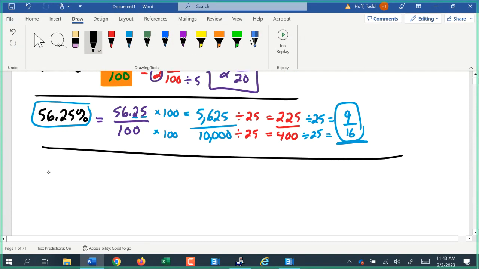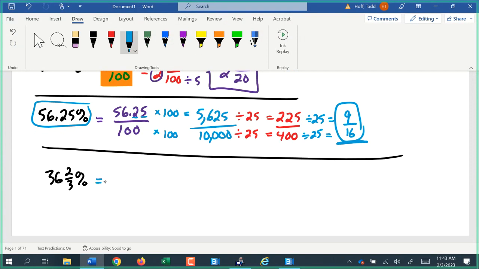We might have 36 2/3%. Again, if I want to convert that into a ratio or into that fractional form, it is 36 2/3 out of 100. Now, just like up here where we didn't like having a decimal within that ratio, we don't like having other fractions within our ratio either. Kind of like fractions within fractions. We want to reduce those out.